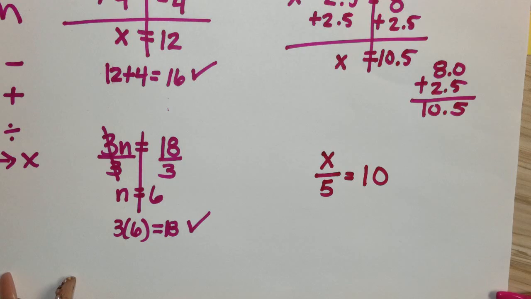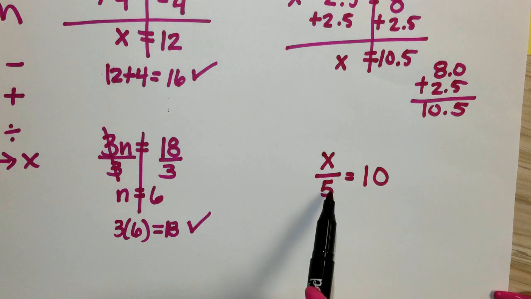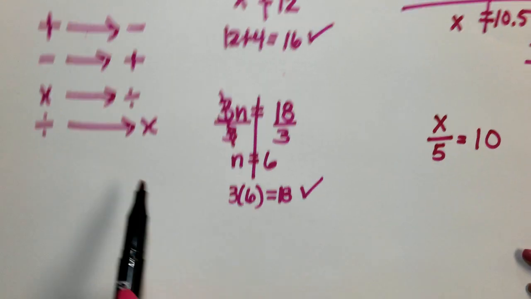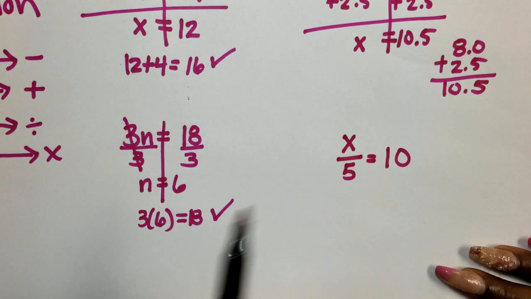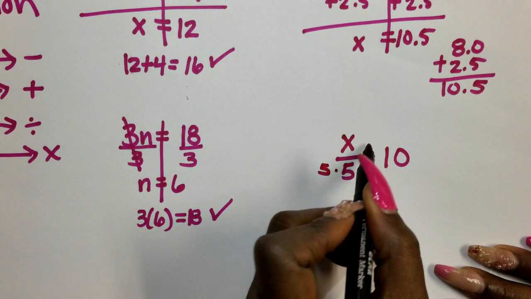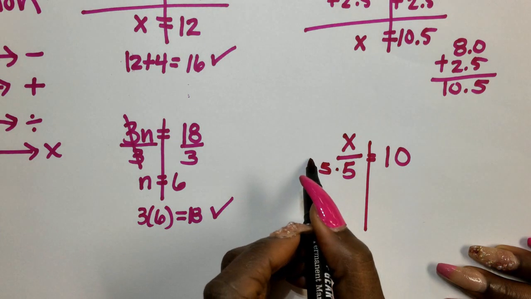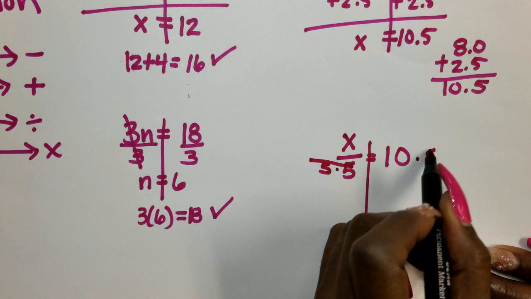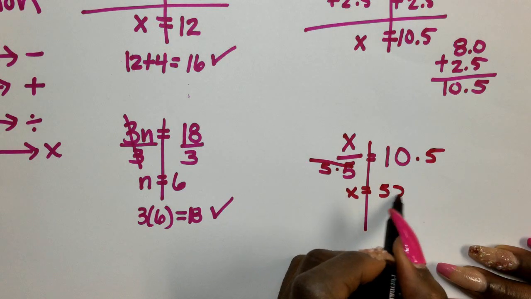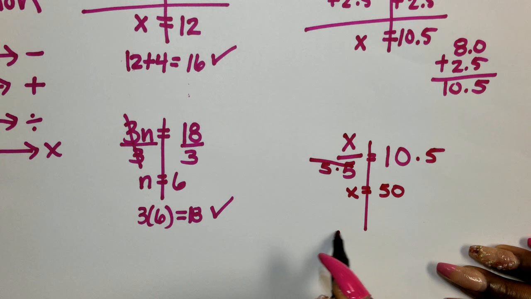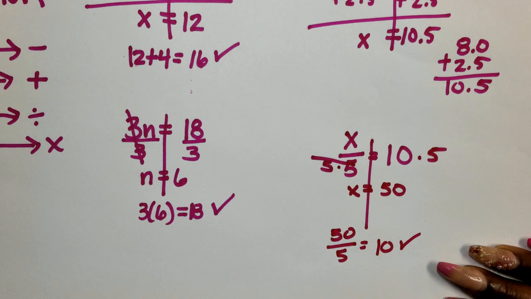Okay. So x over, and remember this little line means divide, so x over 5 is equal to 10. We know the inverse of divide is to multiply. So I'm going to multiply by 5 on each side. Make sure you draw your line. If I multiply by 5 on this side, that cancels out. So I'm going to multiply by 5 on this side. So x is equal to 50. I know this is true because I can go 50 divided by 5, and it does give me 10.